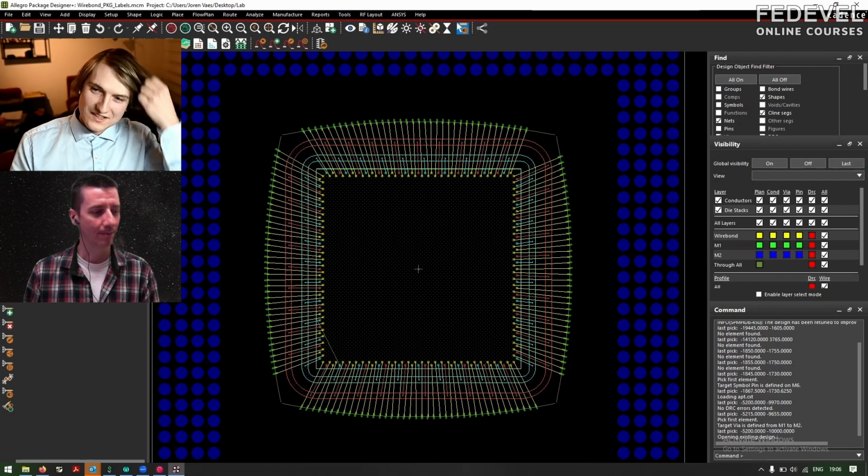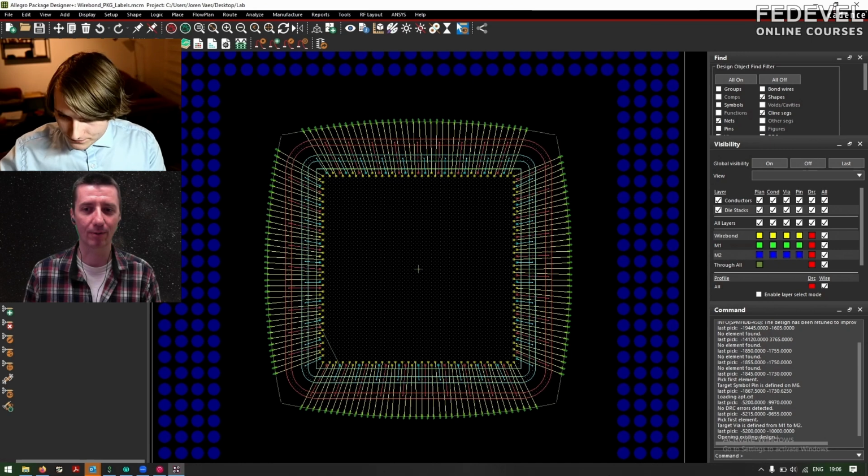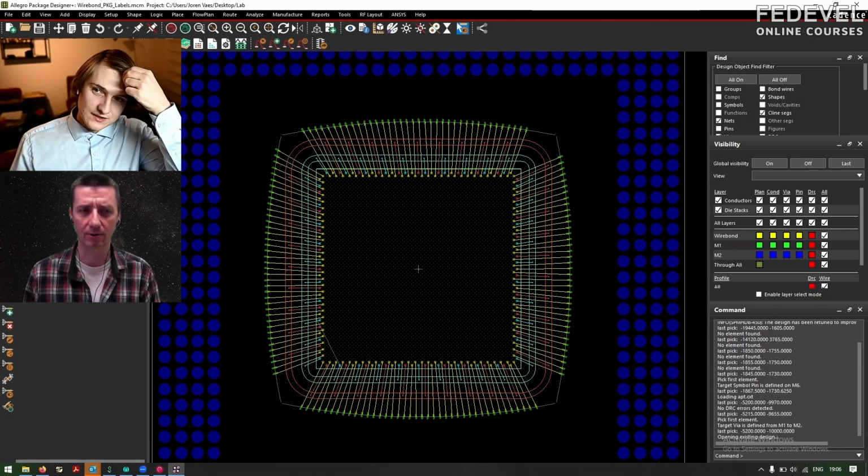Okay, so when you read about all these technologies in nanometers, 4 nanometer technology, 5, what does it mean actually?